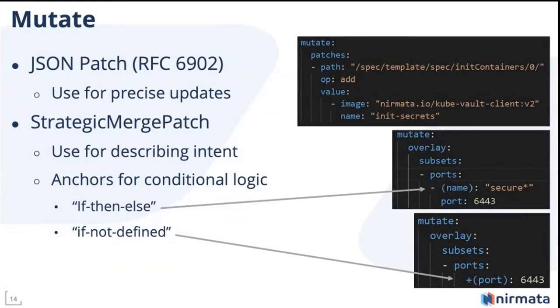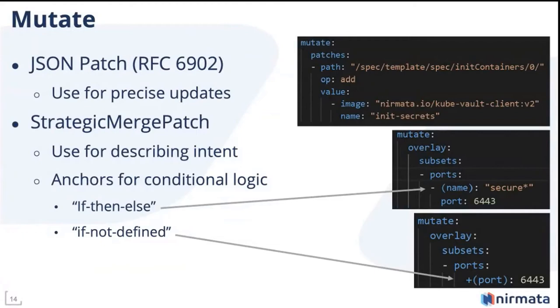Next, on the mutate policy, when you want to mutate an existing config, you can specify a patch, a JSON patch or a strategic merge patch, to update the incoming resource. So for example, if you want to add a port or insert a secret name, you can do that by specifying the patch in the policy, and you can even do that conditionally. So you can only add a configuration if it's not there, or you can even have an if-then condition where, only if port names start with a certain string, you can add the value and so on.